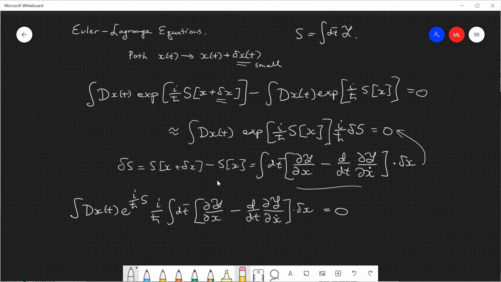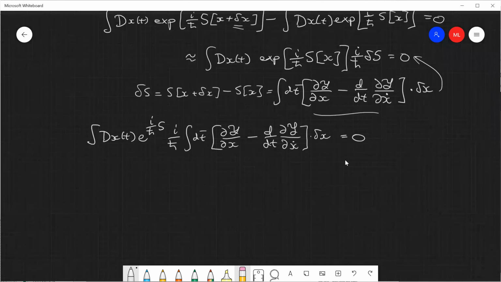And moreover, this doesn't depend on the particular kind of perturbation that you apply, right? The variation was arbitrary. We just assumed it's small, but we can make this, for instance, vanish everywhere except where t bar is equal to some arbitrary time t prime. And so we can actually make this integral vanish. This expression has to hold basically for every point along the integration, because we can make this delta x such that it vanishes everywhere except at any given point along the integration.